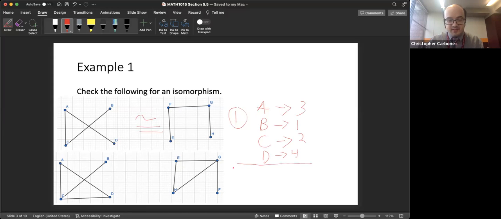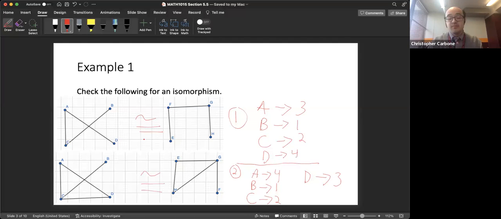And the second one here at the bottom, there we go. A has a one-to-one correspondence with 4. B has a one-to-one correspondence with 1. C has a one-to-one correspondence with 2. And finally, D has a one-to-one correspondence with 3. And again, that's all based upon the vertices that are adjacent in either of the two graphs. The same ones have to correspond on the other graph as well. So yes, this one's also isomorphic.